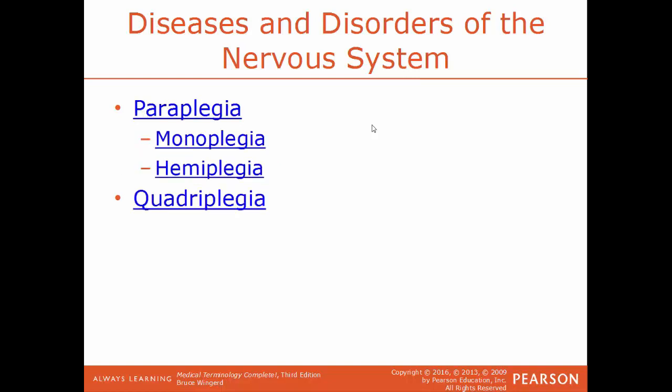Paraplegia, this is having the paralysis of the legs and the lower body, typically because of some injury or a disease. If the paralysis is only limited to one limb or one region of the body, then that would be considered monoplegia. If the paralysis is limited to half of the body, or one side of the body, then it would be classified as hemiplegia. If there's paralysis in all four limbs of the body, that would be quadriplegia, because quad is a reference to four.